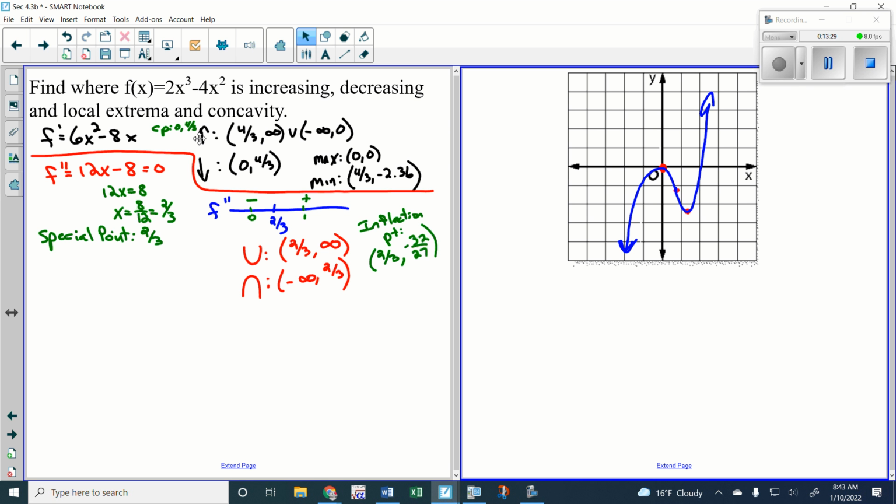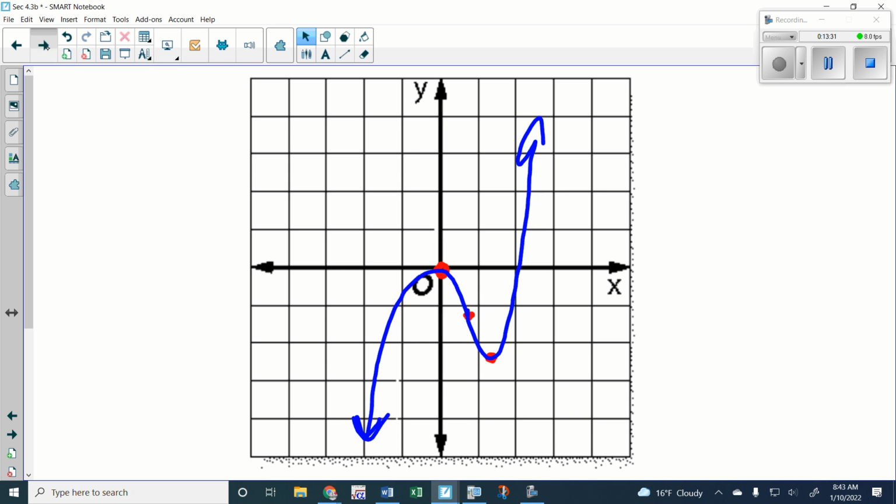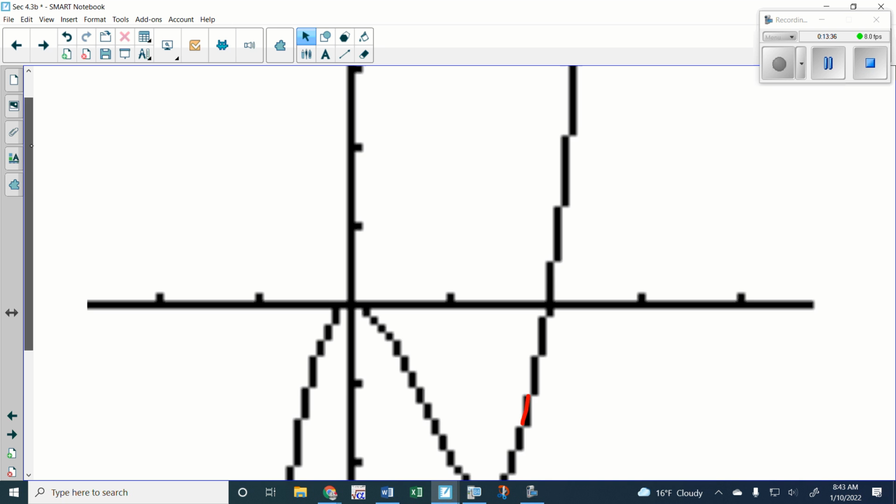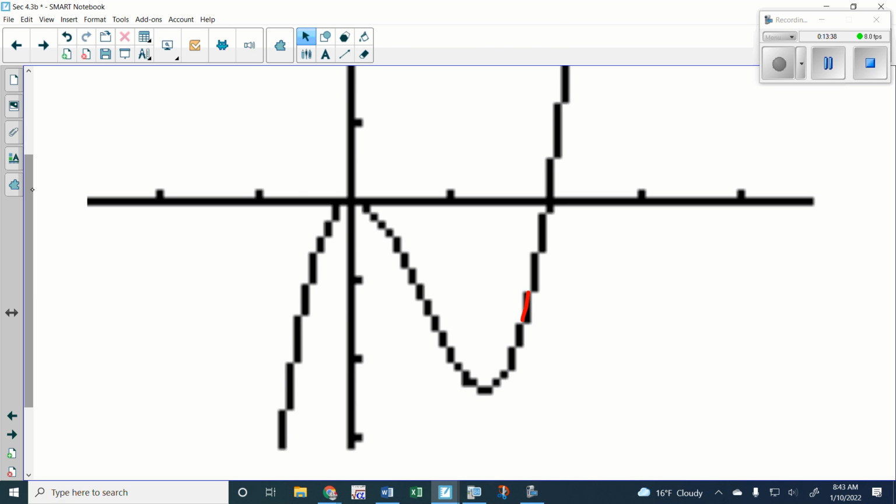And if you look at the graph here, this point right here, 2/3, negative 1, that point right there is called our inflection point. Our graph changes from concave down to concave up.